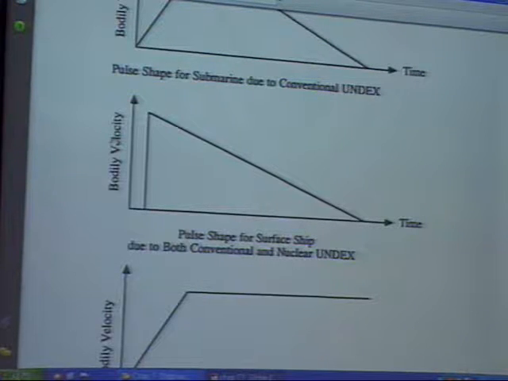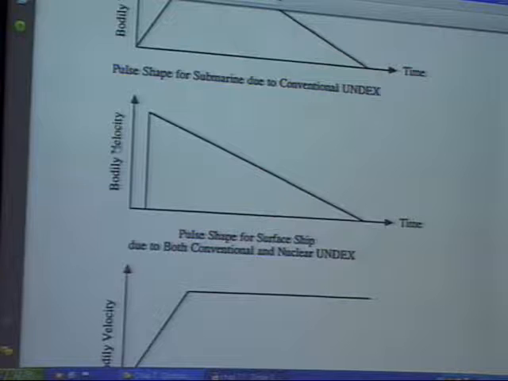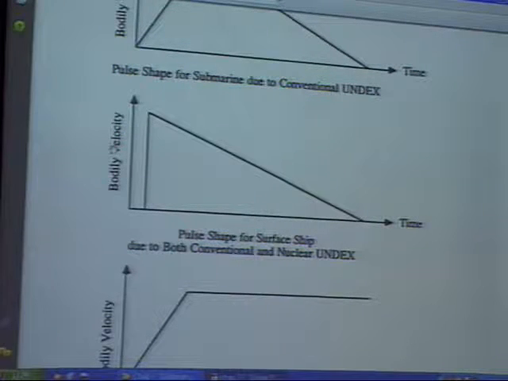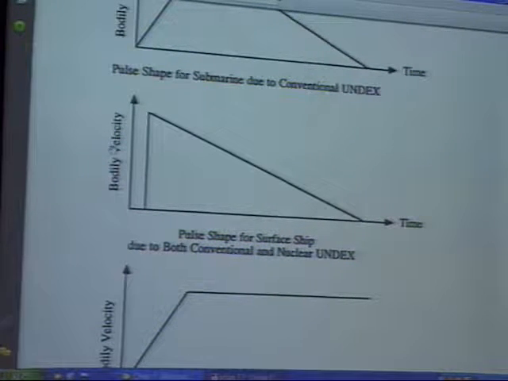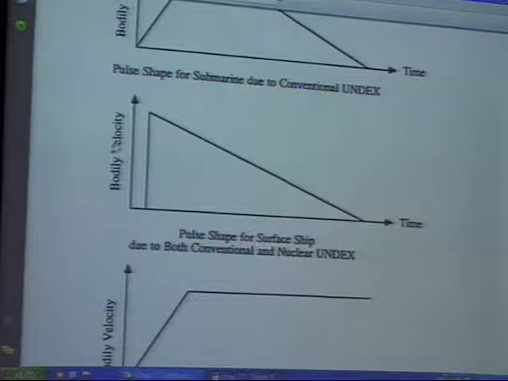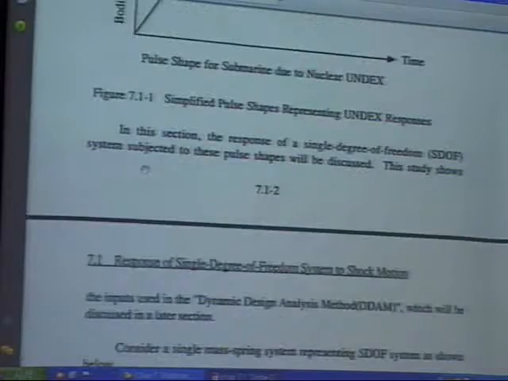So this is bodily response, meaning again the velocity of the whole target as one unit, as a rigid body. It kicks, right? So that's what that is. So to look at the shipboard equipments, then that is the excitation applied to the base of shipboard equipments, okay? So that's what you should consider.